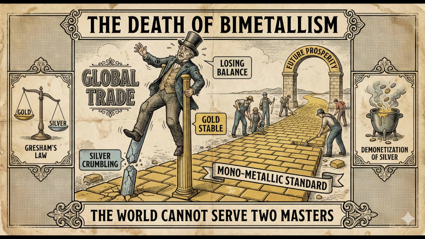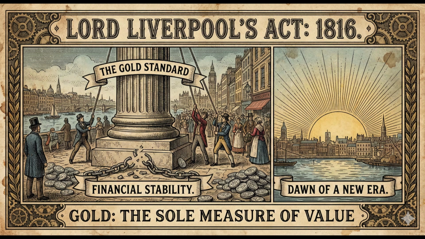In 1816, Lord Liverpool's Coinage Act officially established gold as the sole standard of value in the United Kingdom, relegating silver to a secondary role as token money for small change. This was the first formal adoption of the monometallic gold standard, a move that would eventually compel every other major power to follow suit, if they wished to trade with the world's leading financial empire.